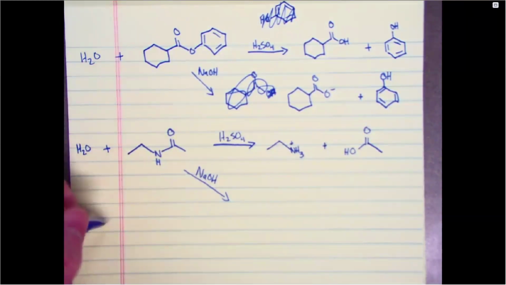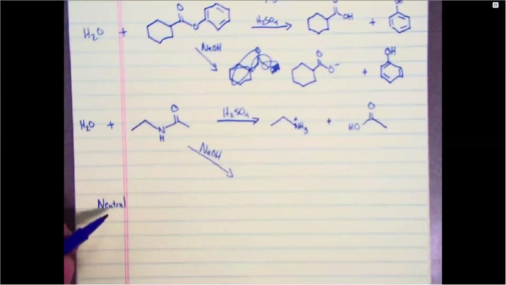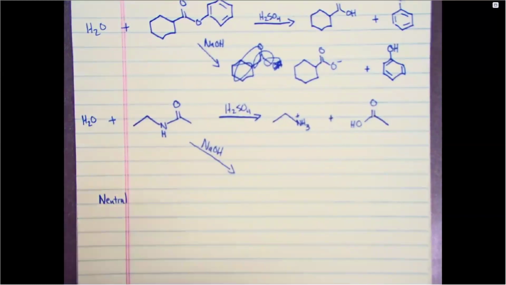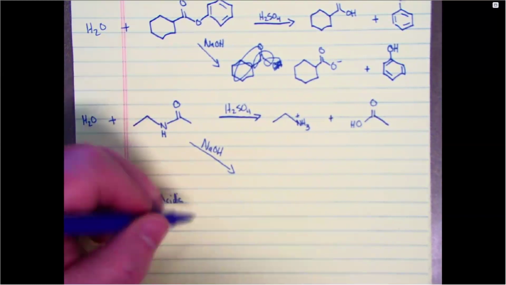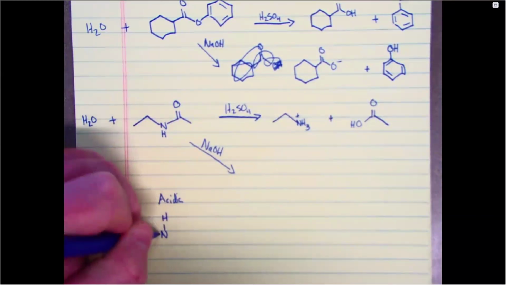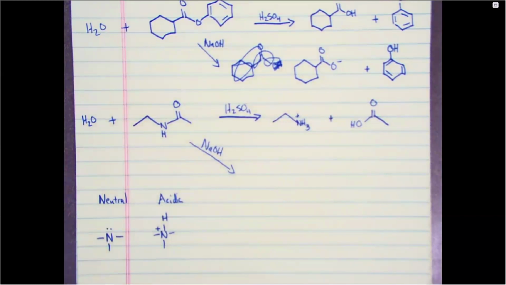Maybe it would help for me to talk to you about this. In a neutral or basic solution, an amine normally has a pair of electrons and then 3 bonds to other things. In acidic solutions, because amines are bases, in other words, because they can pick up protons, amines end up with 4 bonds to nitrogen and a plus charge.